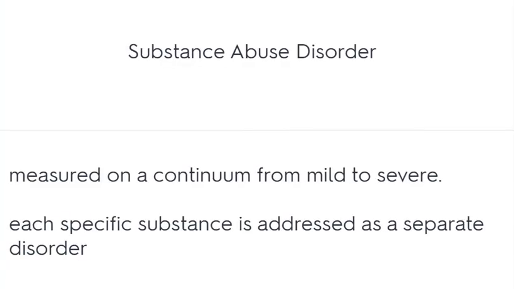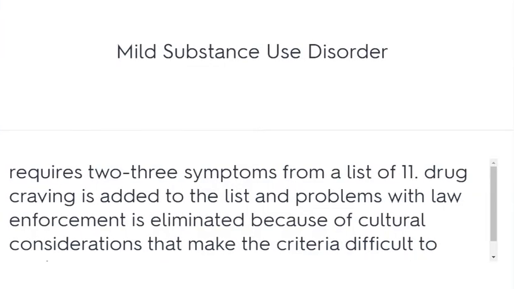Substance abuse disorder. Measured on a continuum from mild to severe, each specific substance is addressed as a separate disorder. Mild substance use disorder. Requires 2-3 symptoms from a list of 11. Drug craving is added to the list, and problems with law enforcement is eliminated because of cultural considerations that make the criteria difficult to apply.